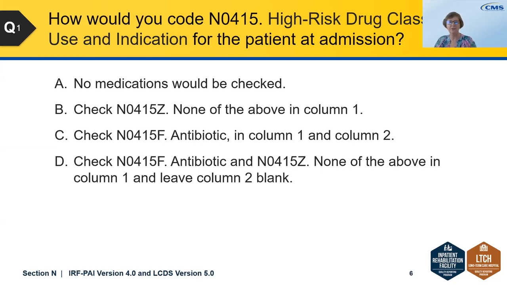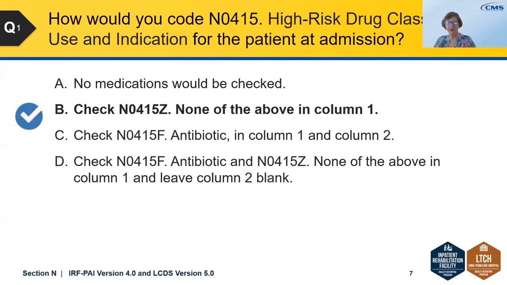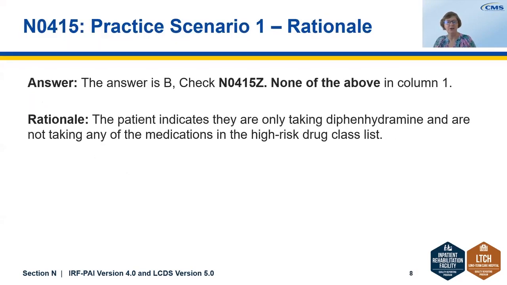And let's see how we do. And our answer is B. None of the above would be checked in column 1. And we'll move to the next slide for our rationale. The patient indicates that they are only taking diphenhydramine and are not taking any of the medications in the high-risk drug class list. That was a warm-up. Now let's look at a different scenario with a little bit more complexity.